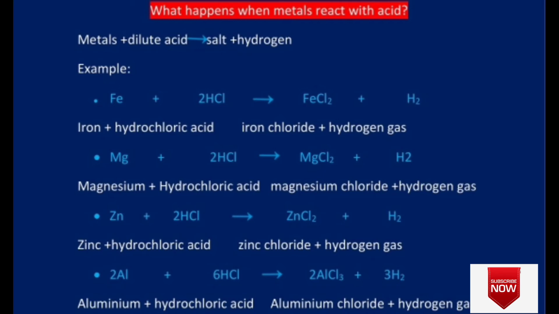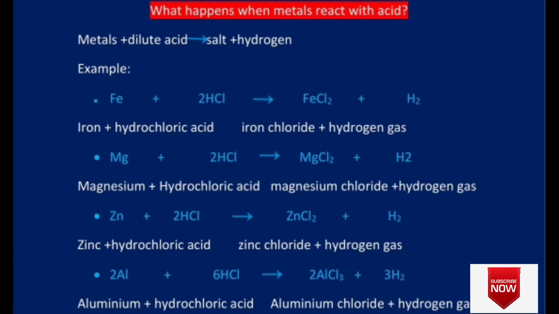Usually when metals react with dilute acid, they produce the respective salts, depending upon which metal is involved in the chemical reaction and which acid is taken. Depending upon that, the salt is produced, and along with that salt, hydrogen is also liberated. By taking some chemical reactions, we will study how metals react with acid to produce salt and hydrogen gas.